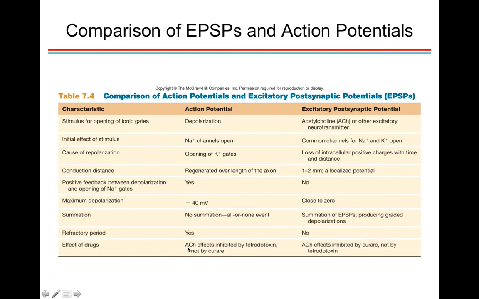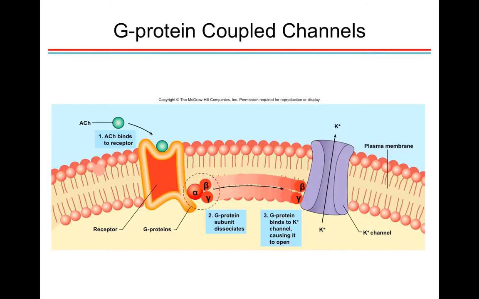And effective drugs: the acetylcholine effects at the action potential are inhibited by tetrodotoxin, but not by curare. In contrast, for the EPSPs, the acetylcholine effects are inhibited by curare, but not by tetrodotoxin. And we'll talk more about those in a little bit.